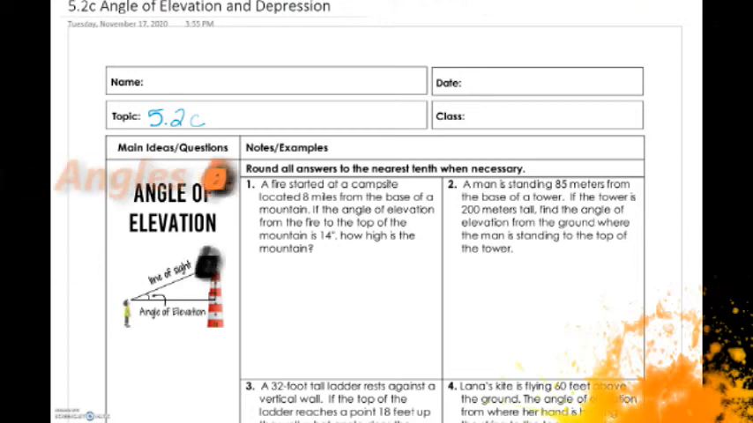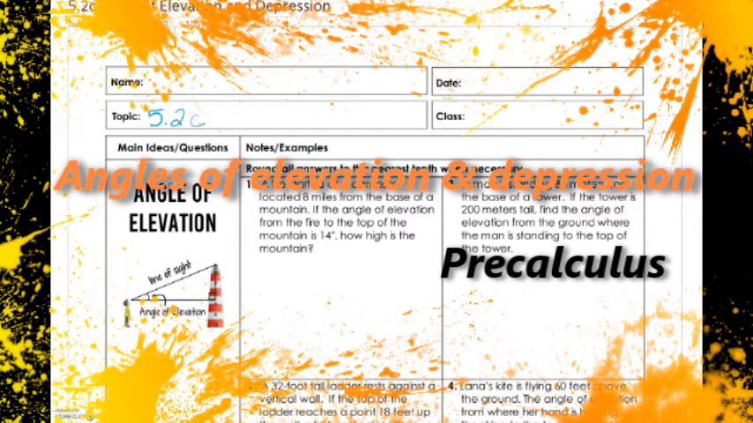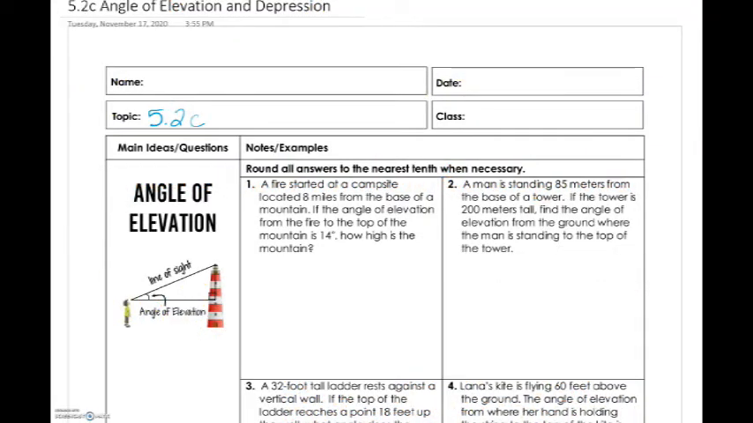This is video 5.2c. We're looking at the application of some trigonometric functions in right triangles. Specifically, first we'll talk about angles of elevation. Think of an angle of elevation as like your line of sight, or basically the angle from a flat surface, for example, the ground, up to the top of something. And so you're always going to have this angle right here, and that's going to give us information.